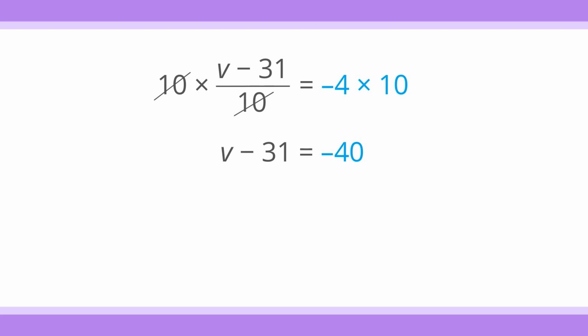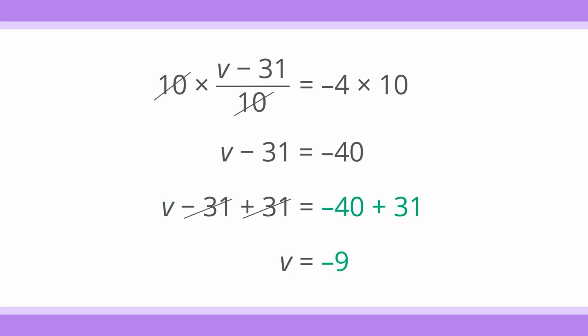The inverse of subtraction is addition, so let's add 31 to both sides. On the left, negative 31 plus 31 is 0, so we're left with just v, and on the right, negative 40 plus 31 is negative 9, so v equals negative 9.